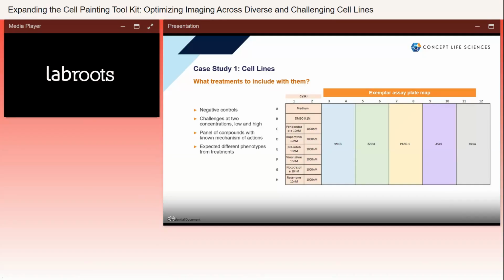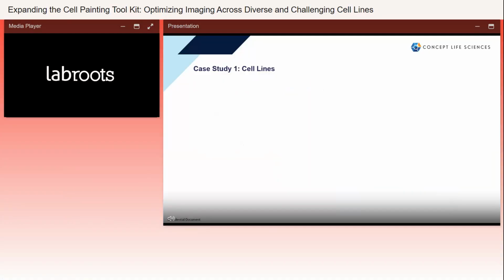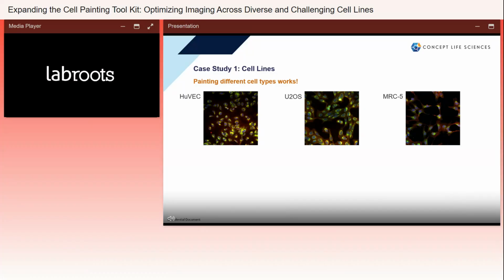The compounds chosen all have known mechanisms of action, which are distinct from one another. Different MOAs should result in different phenotypes, and testing both low and high concentrations would allow the investigation of potential susceptibility to certain compounds by certain cell types. So after running the experiment, imaging the plates and looking at the generated data, what did we find? Well, thankfully that we were able to image our new cell line panel. Comparing one of the model cell lines, in this case U2OSs, against some of the newest lines that we had chosen to investigate, HUVEX and MRC5s, showed that it's possible to distinguish a clear phenotype of the different cells.